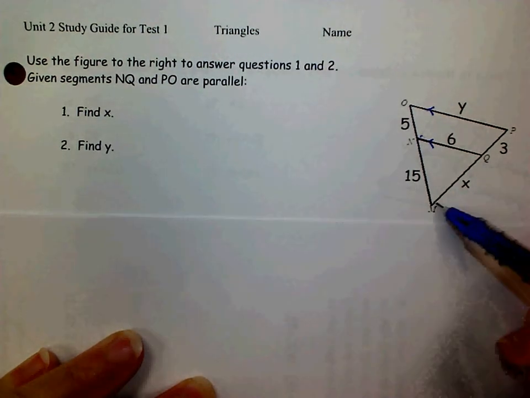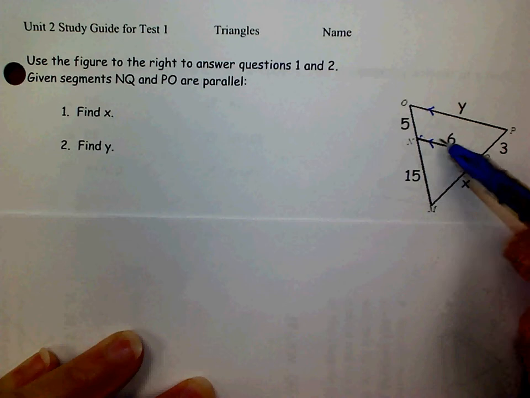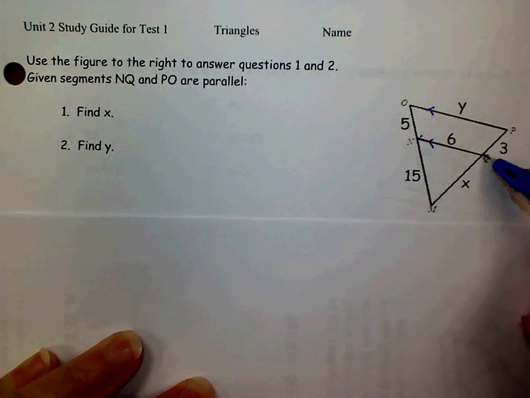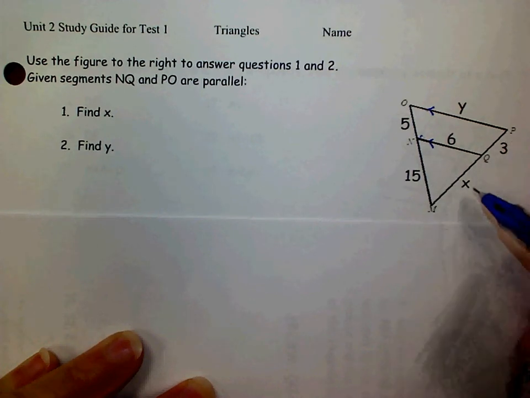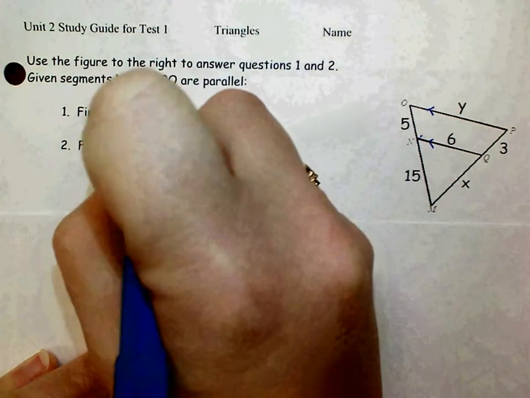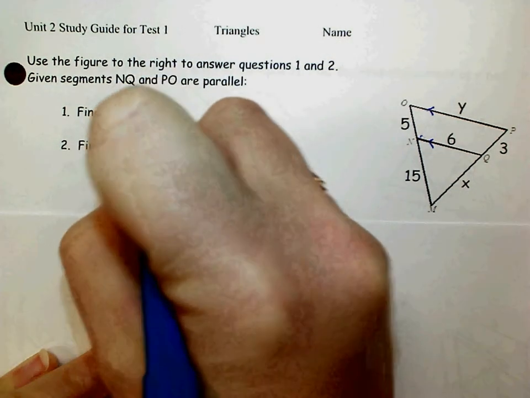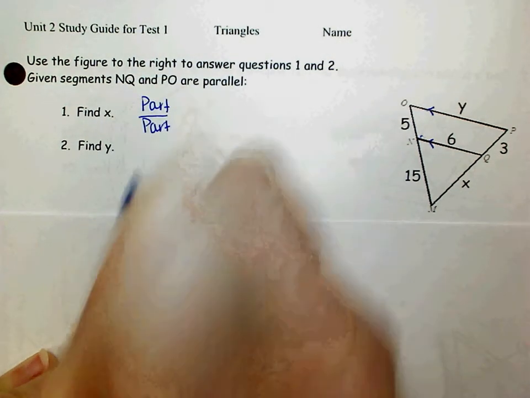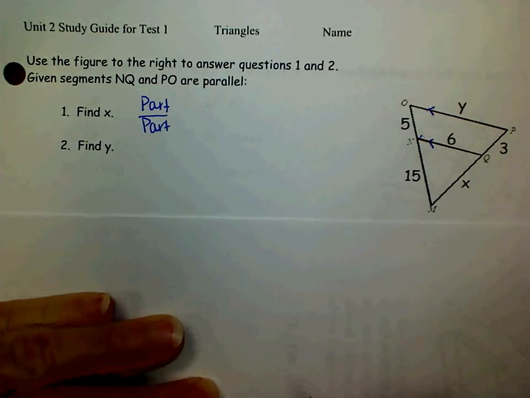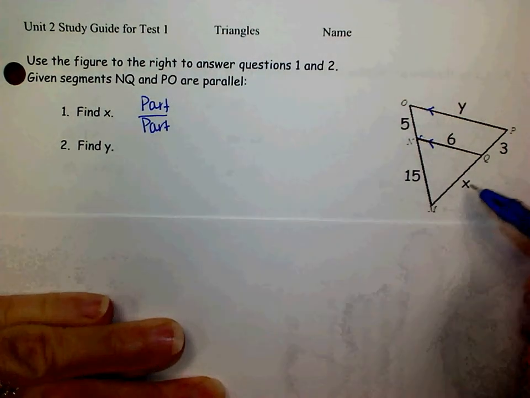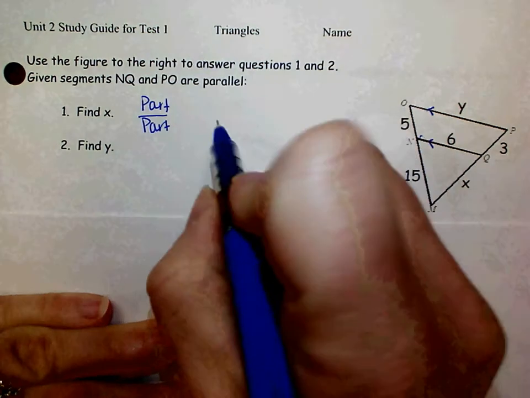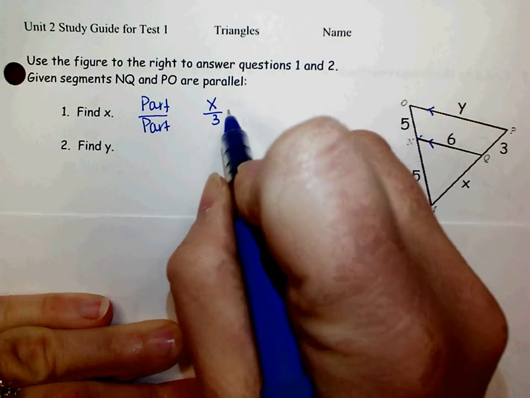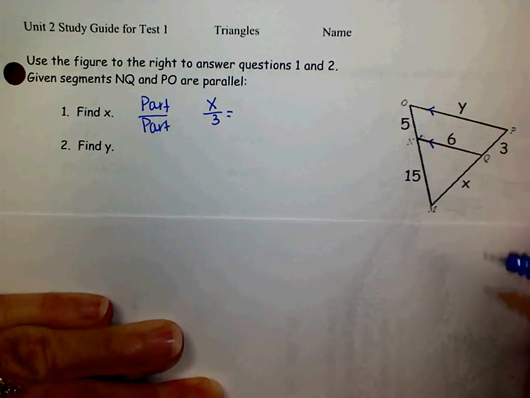Since x is one of the parts created by the separation of that line intersecting this segment here, we can use the part over part relationship to solve for x. So one of the proportions that you could set up would be part over part on this side, so x over 3, equals part over part on this side.